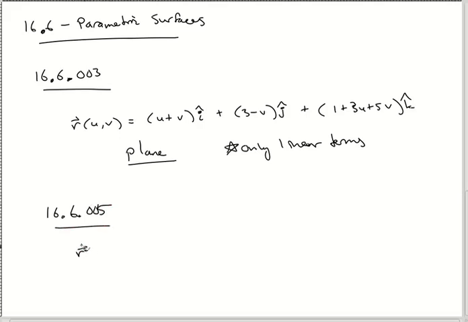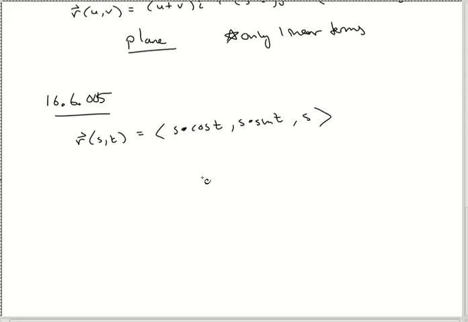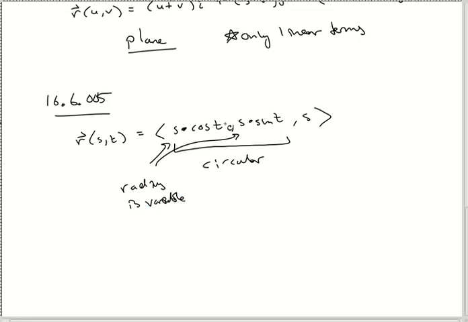16.6.5. I've got r in terms of s, t, which is kind of unusual. Normally they just do u's and v's. But we got s times cosine of t, s times sine of t, and then an s. Okay, so let's talk about some patterns. This right here is circular. But notice that my radius is variable. So it's kind of interesting. I got a circle on my xy plane, and yet my radius is variable. That's why I'm going to say it's not a circle, it's circular.